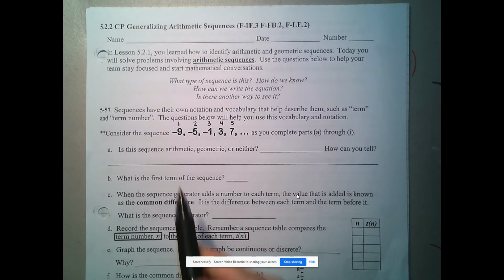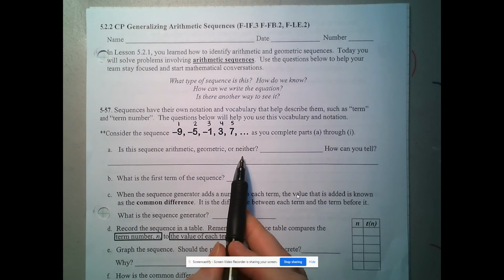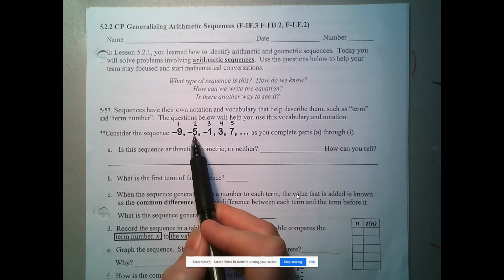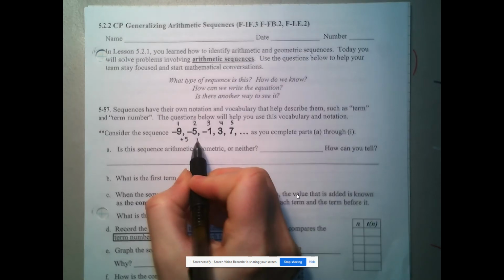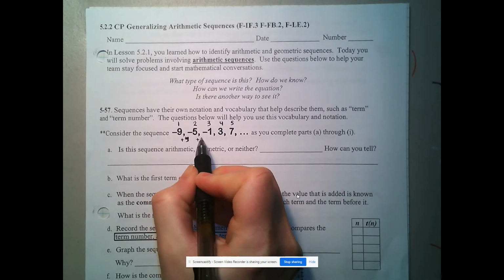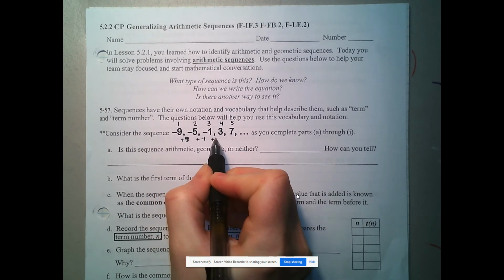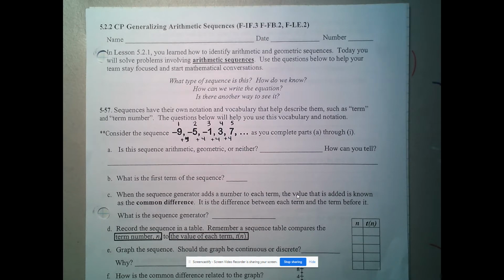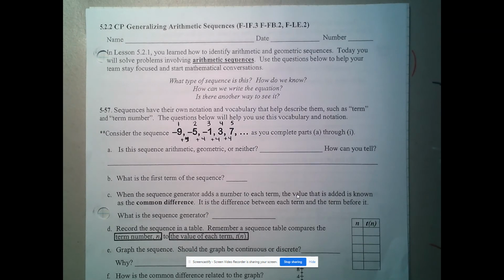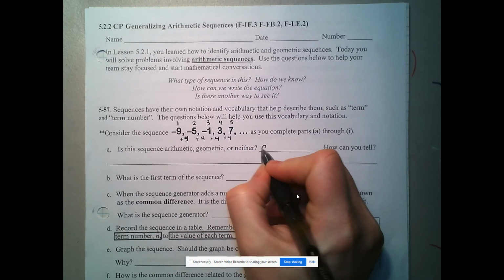So first we want to look at whether or not this is arithmetic, geometric, or neither, and how can we tell? So the first thing we're going to look for is, is there a difference that stays constant? So from -9 to -5, that's a +4. From -5 to -1, that's a +4. From -1 to 3, that's a +4. So it is a constant difference, the change. So not necessarily subtraction. It could be addition or subtraction. So this one's arithmetic.